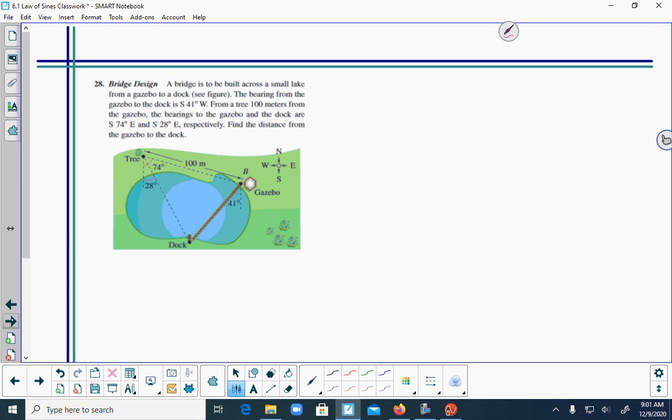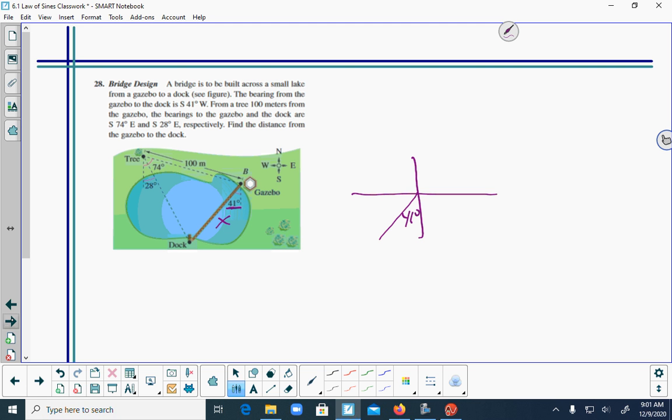So the next one, I have this bridge to be built across the small lake from the gazebo to the dock. I'm trying to figure out how long that dock is going to be. The bearing from the gazebo to the dock is south 41 degrees west. So if I'm drawing this here, this is 41 degrees, and that's how they get that 41 degrees right there.